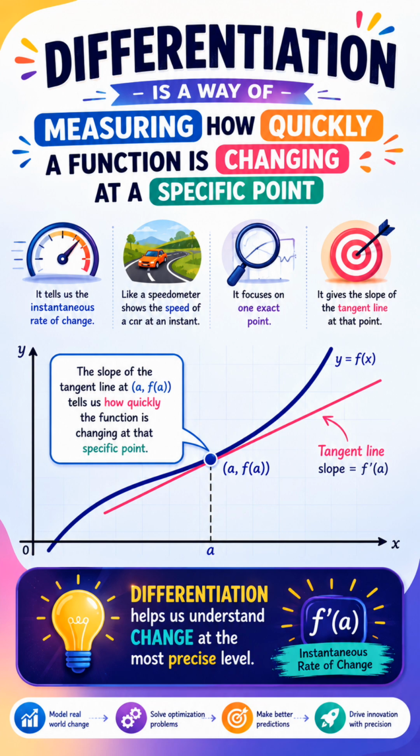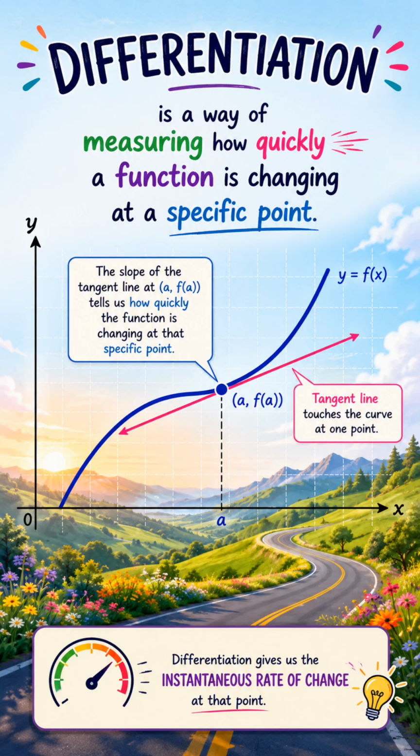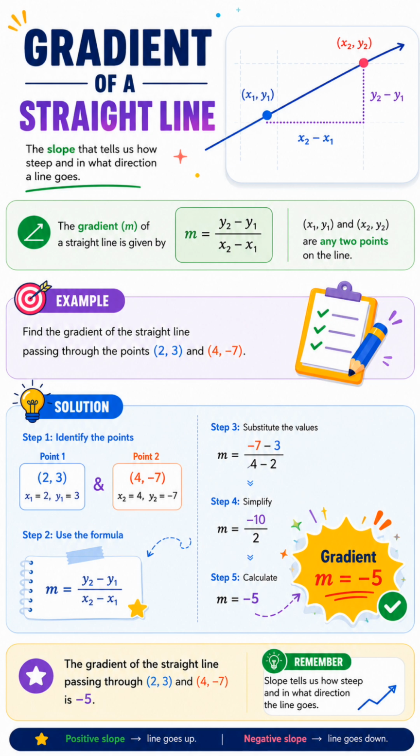Now let's talk about the gradient. The gradient measures the slope of a straight line. That's the angle of inclination to the horizontal. Given 2 points on a straight line, to get the gradient, we can use y2 minus y1 over x2 minus x1, where x1, y1 represent the first point and x2, y2 represent the second point.